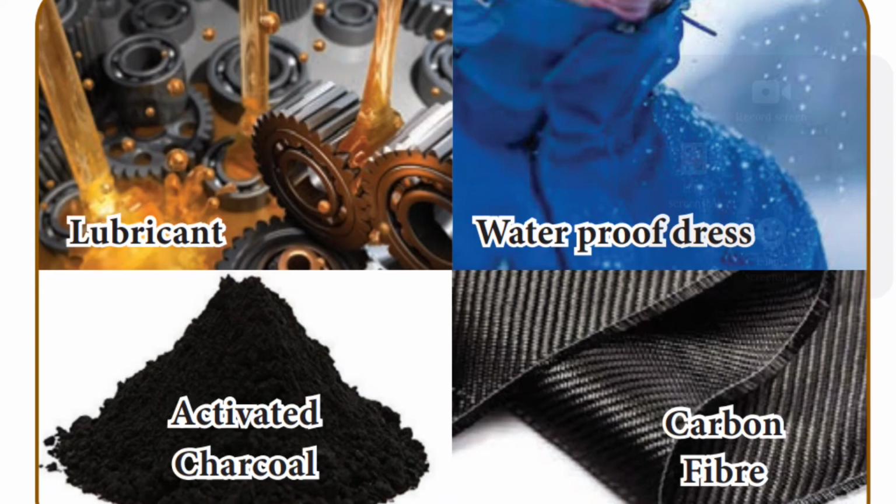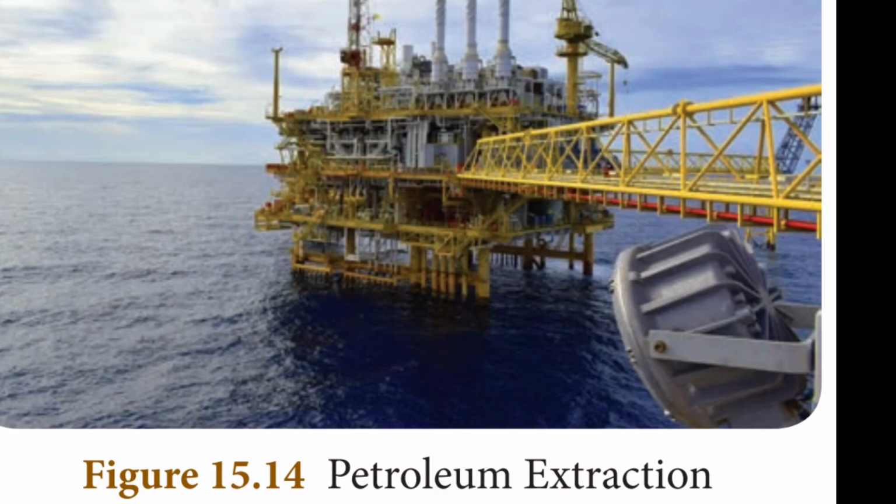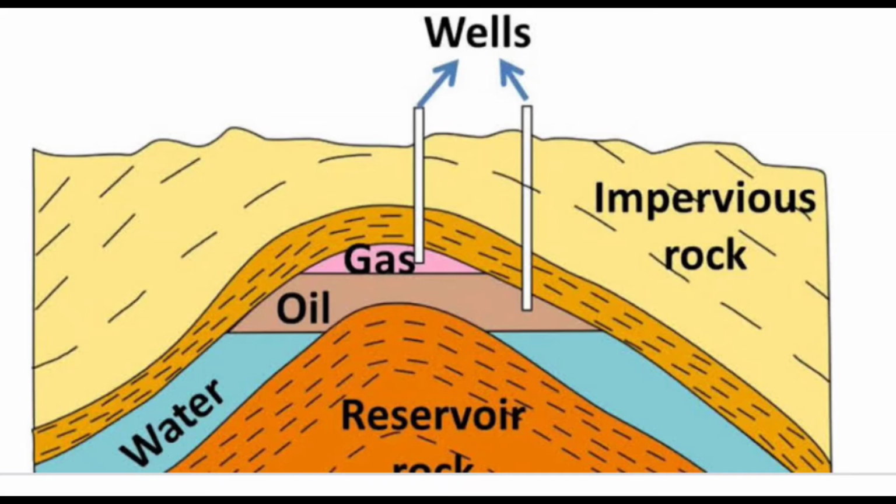Now we move on to petroleum. Petroleum is derived from the Latin word petra, meaning rock, and oleum means oil. It is a fossil fuel formed from the remains of ancient marine organisms through decaying process. Petroleum is a complex mixture of hydrocarbons that occur in earth in liquid, gaseous, or solid form.